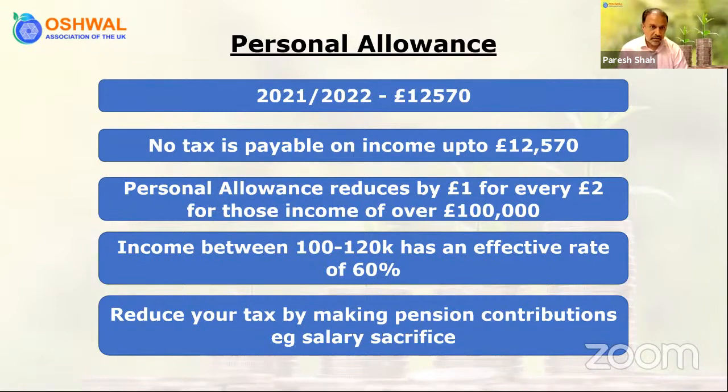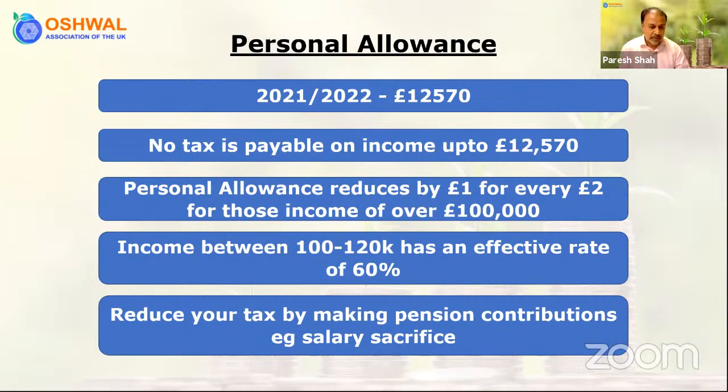The other thing to bear in mind with personal allowances is that if your earnings are over £100,000, the personal allowance of £12,570 reduces down to 0, reducing by £1 for every £2 you earn. So by the time you get to £125,000, you're effectively paying an effective rate of 60%. So there are some ways of reducing that tax.